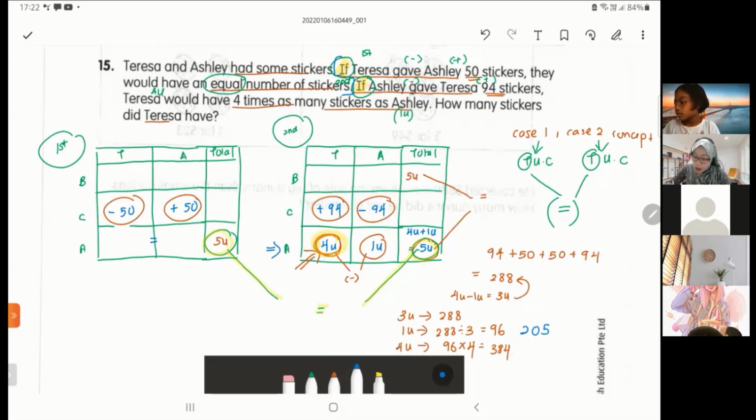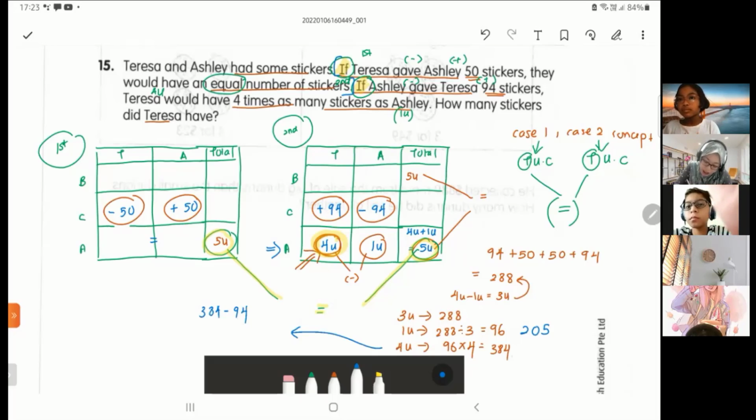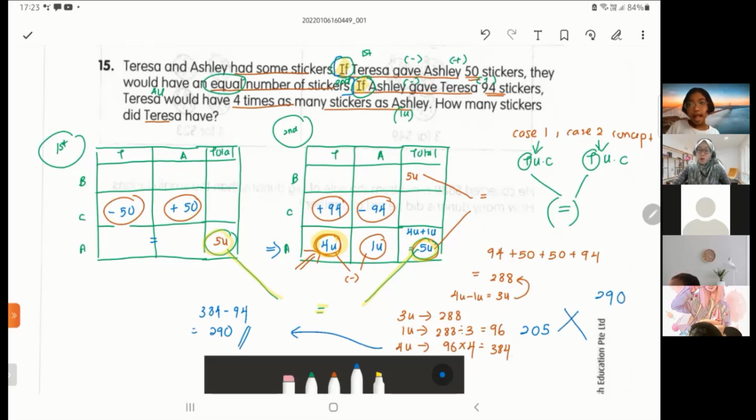Okay, my answer here is 384. Then you need to know that Teresa gave away 94 at first, right? To Ashley. So you take 384, continue, and take away your 94. Because Teresa received from Ashley, you must take away that. So 384 minus 94, you get 290. That is my answer. Not 205, but 290. Okay.